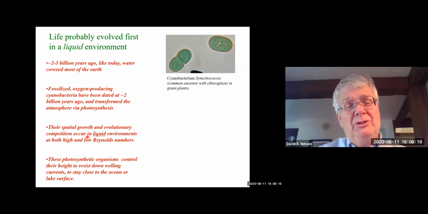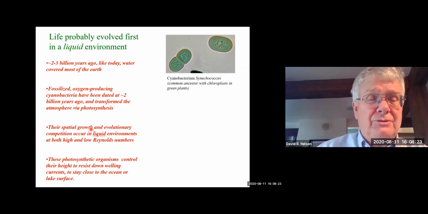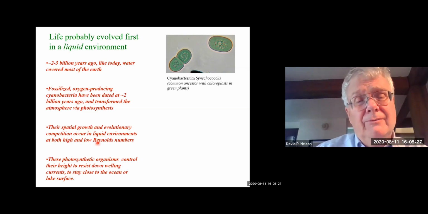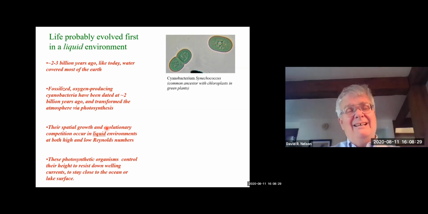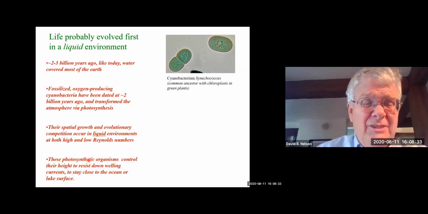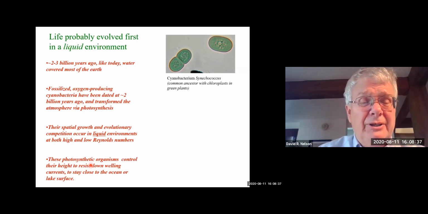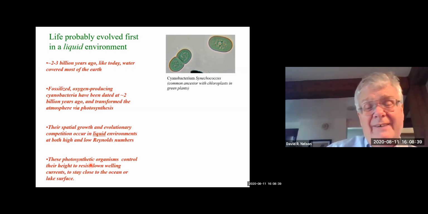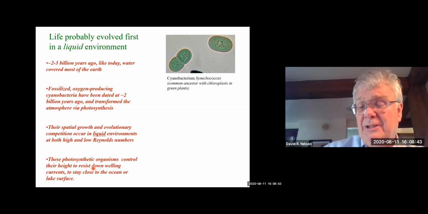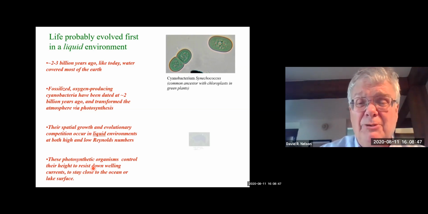And their spatial growth and evolutionary competition, as with many other organisms in the ocean or in lakes and ponds, occur, of course, in a liquid environment. And this can happen at both high and low Reynolds numbers. These photosynthetic organisms control their height to resist downwelling currents. They have to stay close to the ocean or lake surface because they need the photons to do their photosynthesis. So this is the motivation.